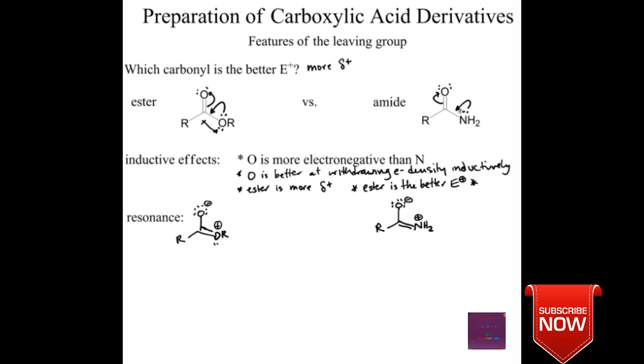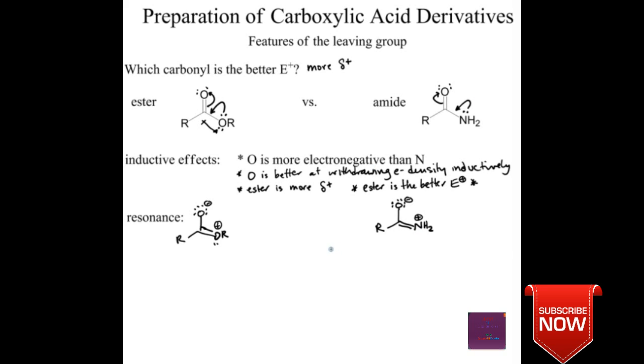When I look at these two, I see that I have an O+ versus an N+. Now, are each of those elements equally good at handling a positive charge? They're not, because we know oxygen is more electronegative than nitrogen. So the nitrogen better handles a positive charge. That means this resonance form is a larger contributor to the overall picture of the amide.